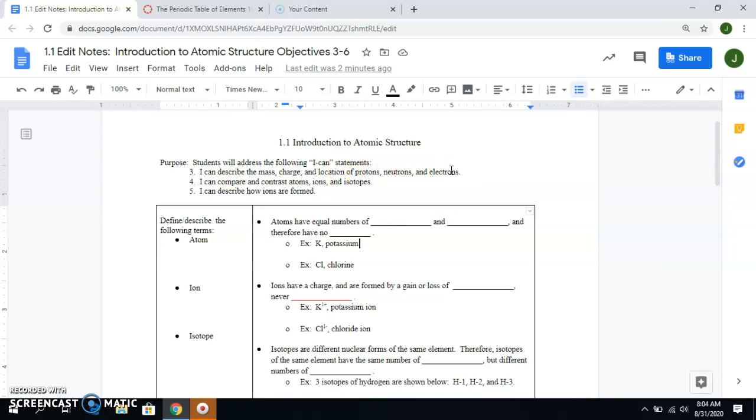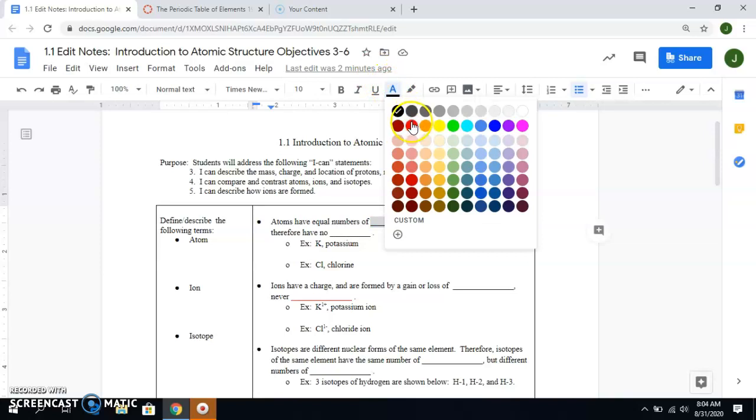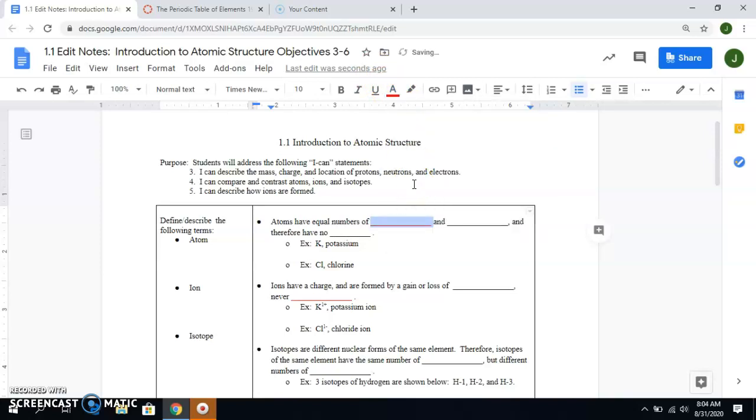All right, as you go through, please feel free to either handwrite this if you want to download it and handwrite it, or you can digitally write this in just like I'm doing. So we need to describe atoms, ions, and isotopes. Atoms, by definition, have an equal number of protons and electrons. So I'm going to do all of my writing in red here. Protons and electrons. And therefore they have no charge.